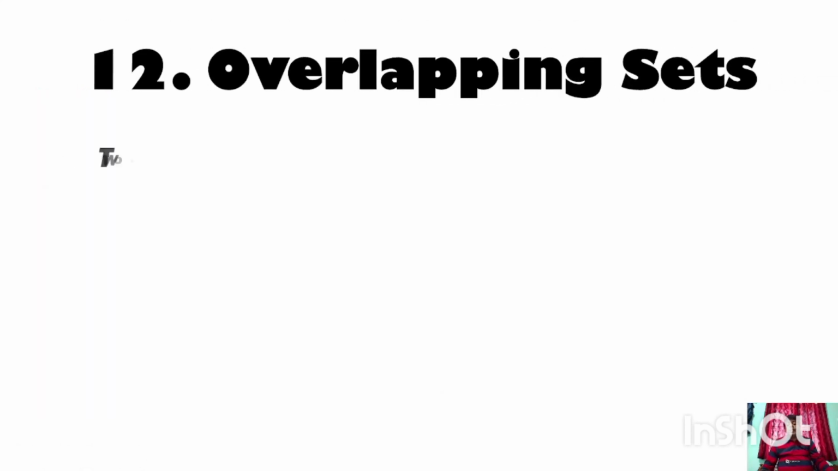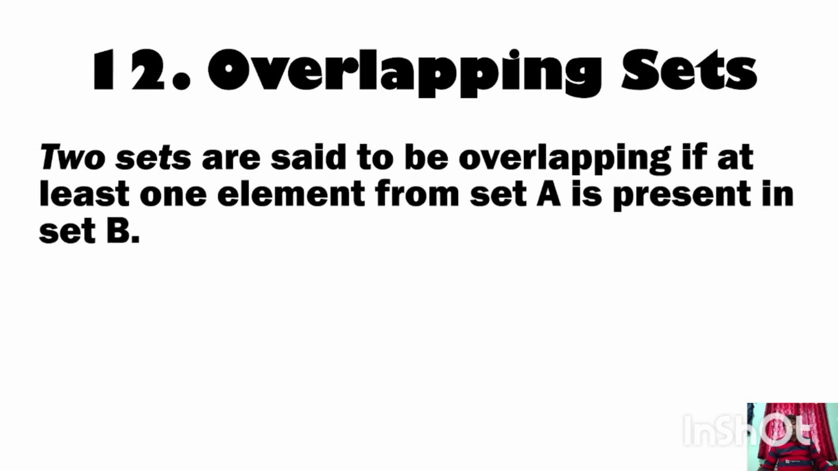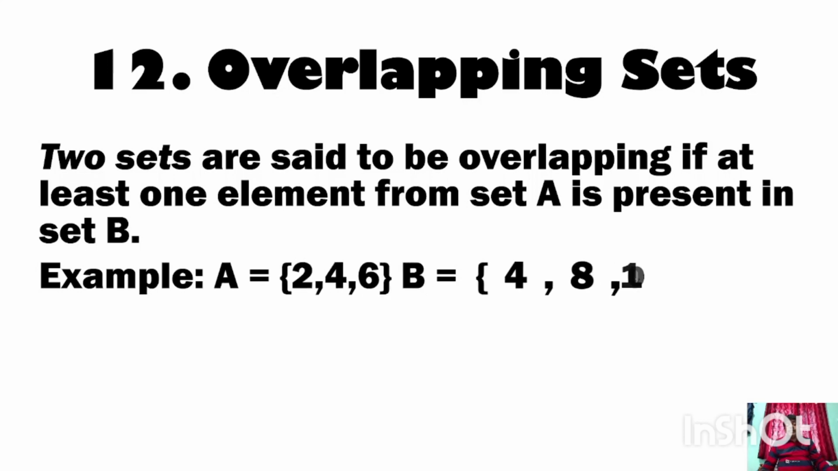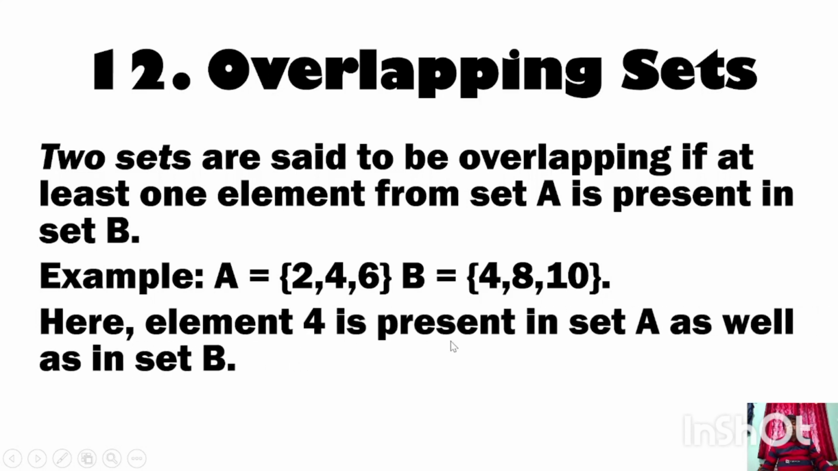Another point: overlapping sets. Two sets are said to be overlapping if at least one element from the set A is present in the set B. For example, the set A is equal to 2, 4, 6 and the set B is equal to 4, 8, 10. Two sets are there and you see the element 4 is present in the set A as well as in the set B. Here 4 is an element of the set A, and also an element of the set B, right?